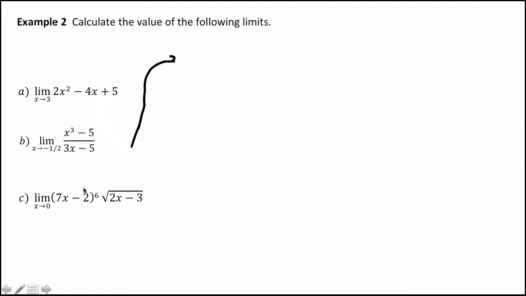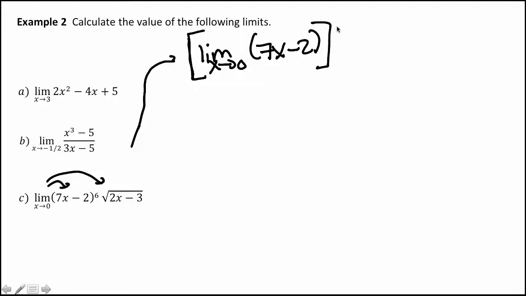So I'm going to skip some steps, just because it's the same principles here. You can take the limit of these two separately, and then multiply them. So we're going to do the limit as x approaches 0 of 7x minus 2, but remember, we can just focus on 7x minus 2, and then raise it to the 6th power. And then we're going to do the limit as x approaches 0.